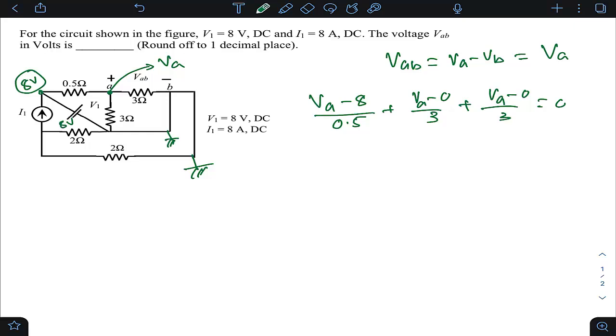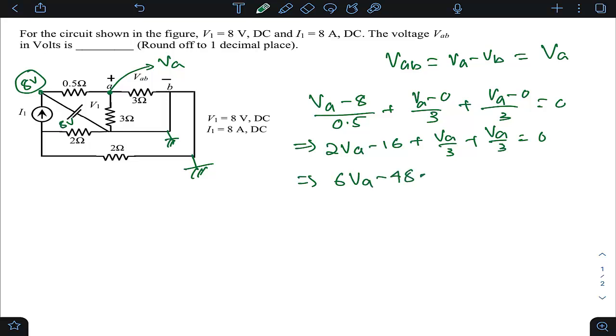So if you simplify, this is 2 VA minus 16 plus VA by 3 plus VA by 3 equals 0. So 6 VA minus 48 plus VA equals 0. So 8 VA is equal to 48.